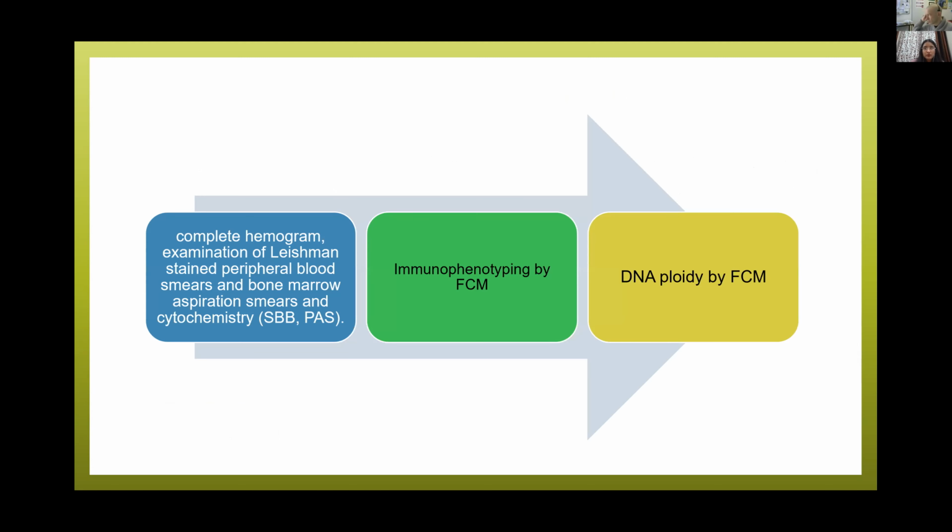Now, this is how we proceeded. Firstly, the complete hemogram. We did the morphological analysis by examining the Leishman-stained peripheral blood smears and bone marrow aspirate smears, and cytochemistry using Sudan Black B and PAS. And then we proceeded to do the immunophenotyping by flow cytometer. And then finally, we did the DNA ploidy assessment by flow cytometer.